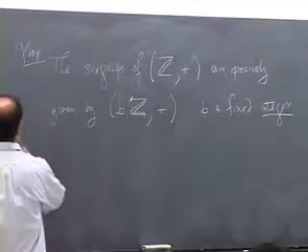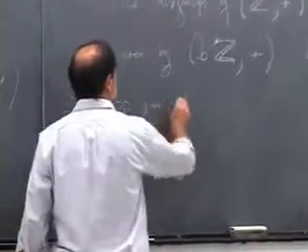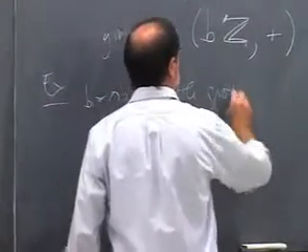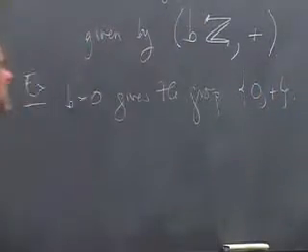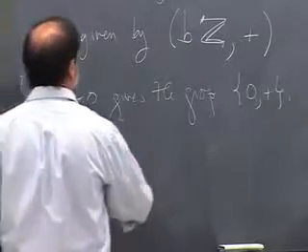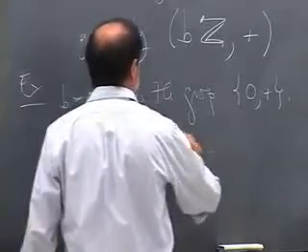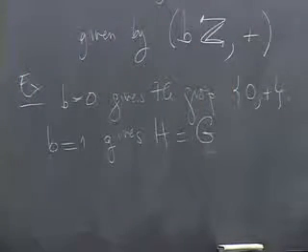Good. Good. B equals 0 gives the group 0 under addition, which is just the one element group. And B equal 1 gives H equal G, because if you just take multiples of 1. But the others are non-trivial subgroups: even integers, integers divisible by 3, integers divisible by 17, integers divisible by 21.